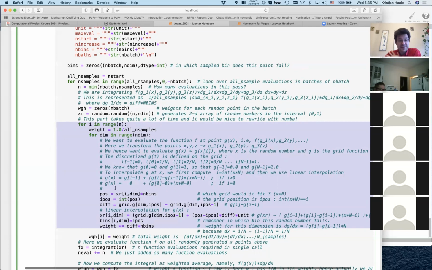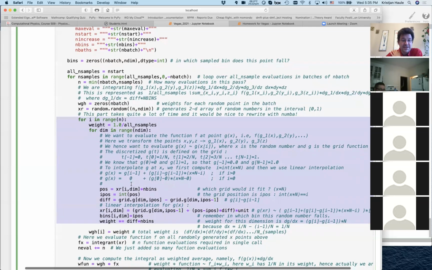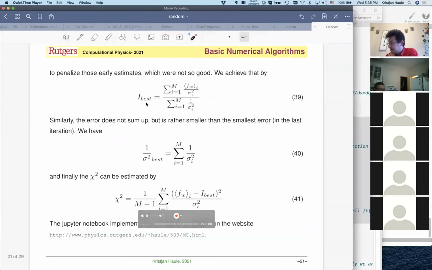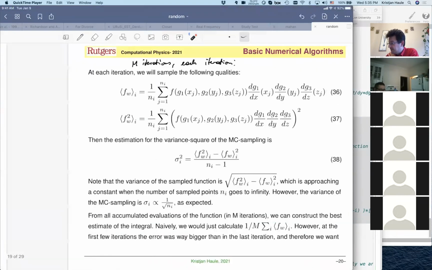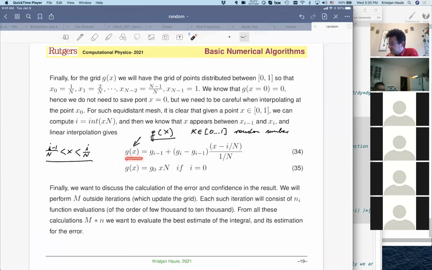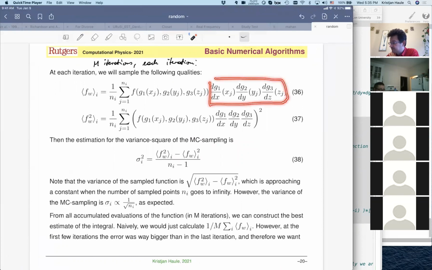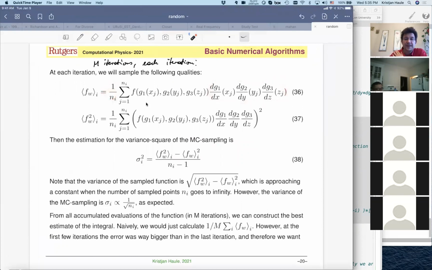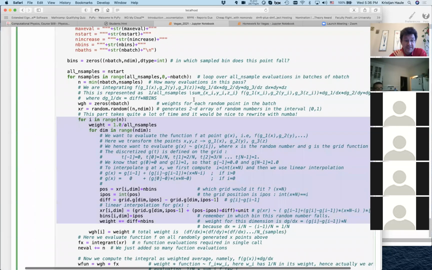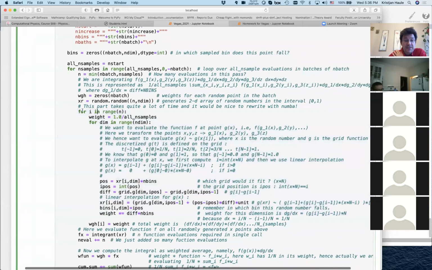Let me explain what this part of the function does. It evaluates g: it does this linear interpolation, g of x, for all g's, and then evaluates all these weights. Let us see if it makes sense. We clearly need to go over all points in the batch, which is 1,000 in this case, and over all dimensions.